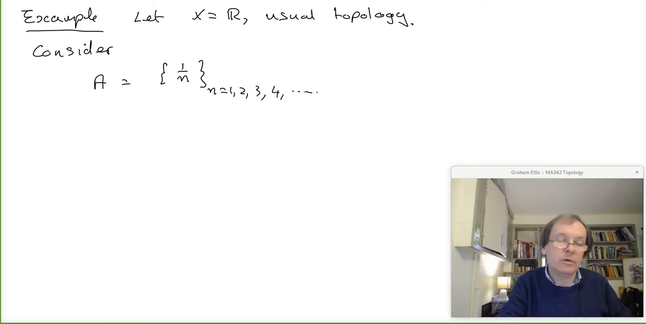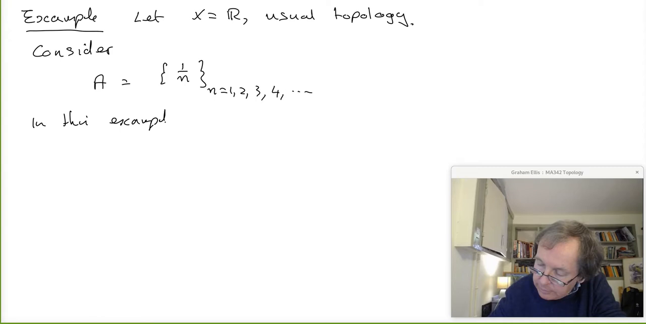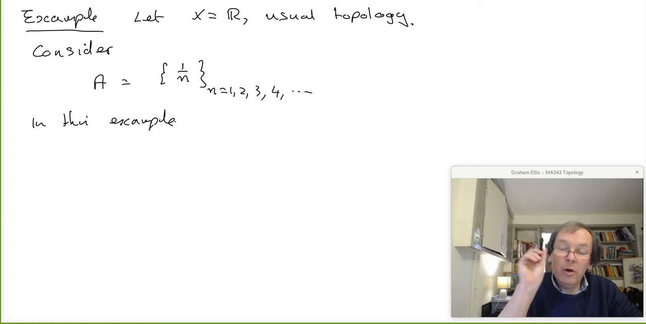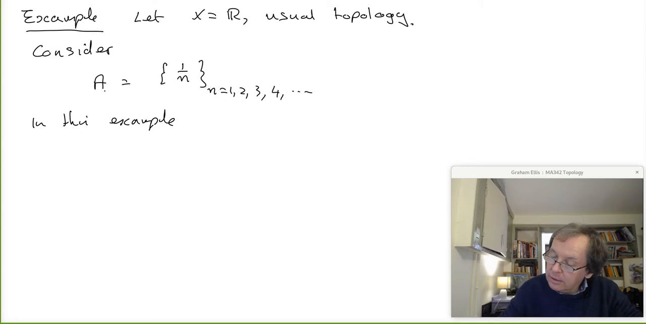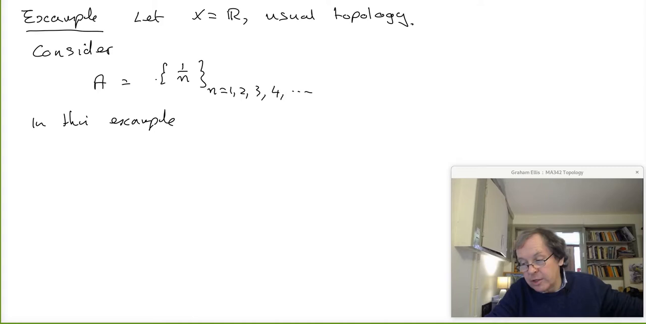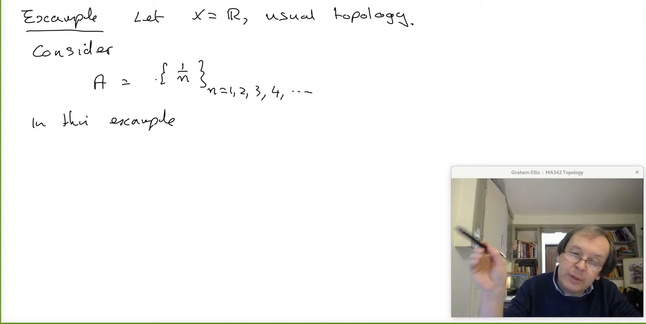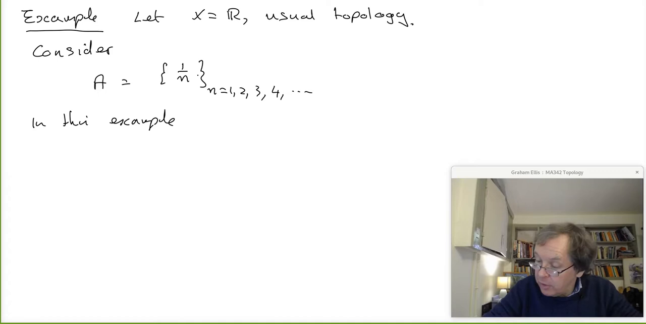Can anybody give me an accumulation point of this set? Zero, for example. Zero is such that any open neighborhood of zero is going to contain some element of A, because all of these fractions, 1 over n, get very, very close to zero. So whatever open neighborhood you take of zero, you're going to include something in A. Zero isn't actually in A.